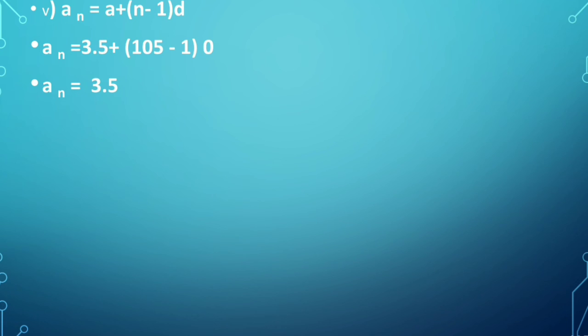The last one, an is equal to a plus n minus 1 into d. Let us see, this one is somewhat difficult: n value 105, so 105 minus 1, and d value 0. So here n value is 105, d value is 0, and a value is 3.5. By substituting this, we get an is equal to 3.5 plus 105 minus 1 into 0. Then an is equal to 3.5 plus 0. Then an is equal to 3.5.